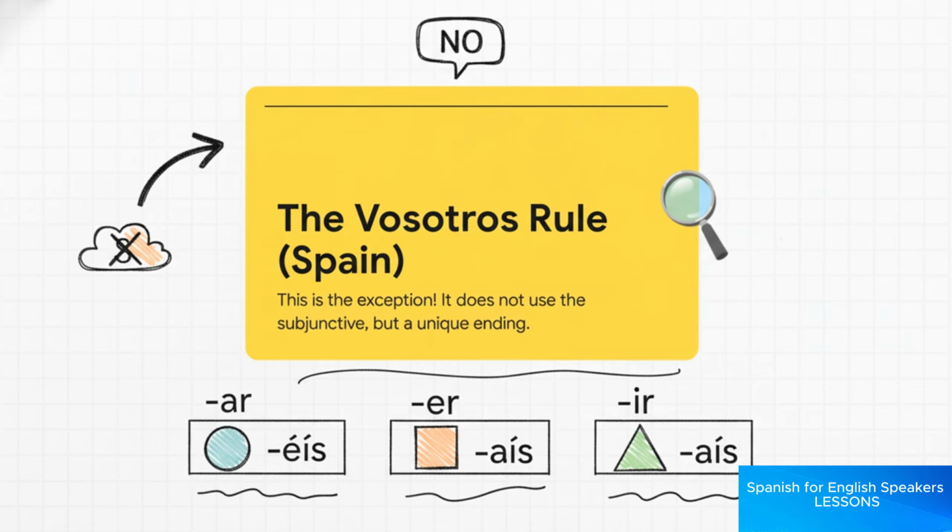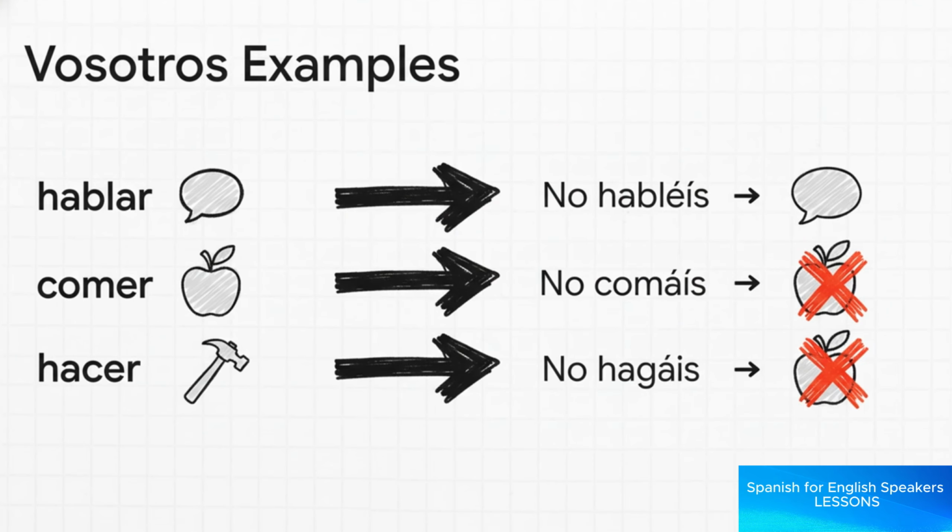So why do we even call it an exception? Well, it's because the affirmative command is so different. And the subjunctive endings for vosotros are really unique. You get an áis ending for AR verbs and an éis ending for ER and IR verbs. You don't see those anywhere else. Let's make that concrete. For hablar, you get no habléis. For comer, it's no comáis. And for an irregular one like hacer, it's no hagáis. So you see, it is following the subjunctive rule. You just have to lock in those very specific endings.